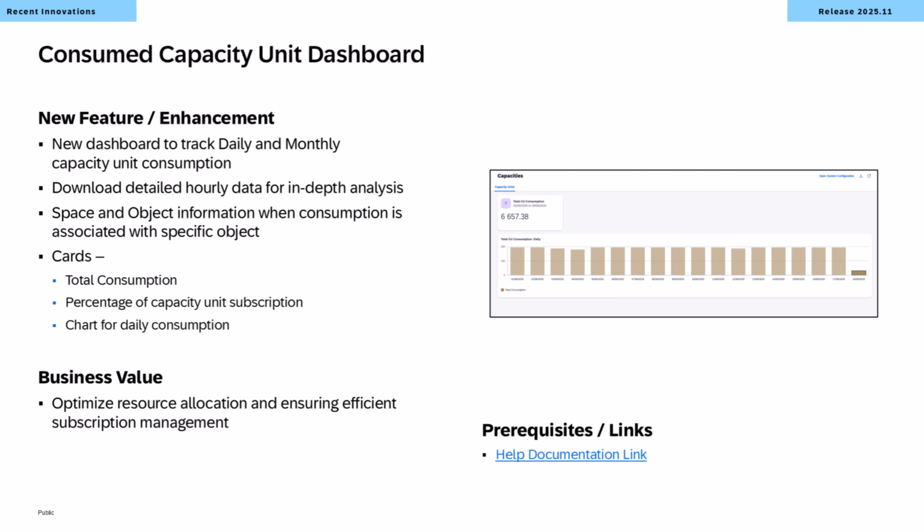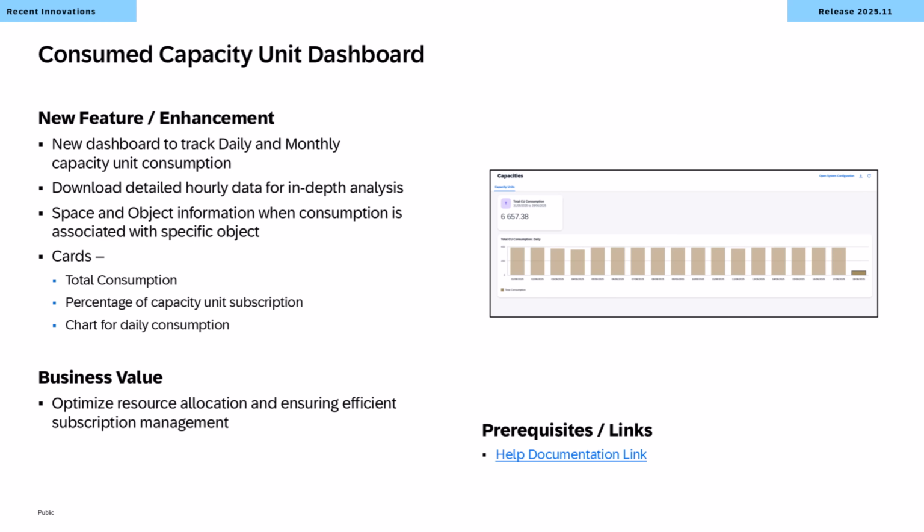Now we are trying to answer that, or at least a subset of that, with the new capacity units dashboard, where we allow you to track the capacity unit consumption on a daily and a monthly basis. So you can always see a breakdown of what the consumption was on a particular day and how it went throughout the month.